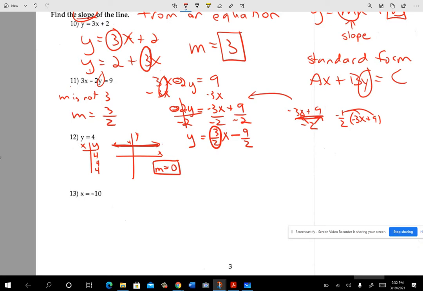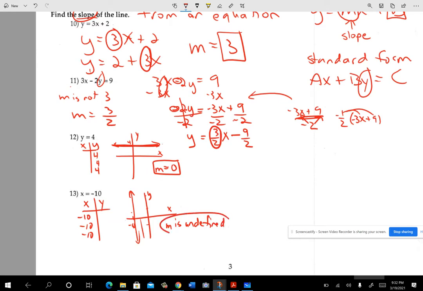Where with x equal negative 10, that's telling you all the x's are negative 10. That means you're always going to be over here at negative 10 no matter what. Okay. You're always going to go to the left 10. So you'll be up or down there, and you can't walk up that. So m is undefined on that situation.